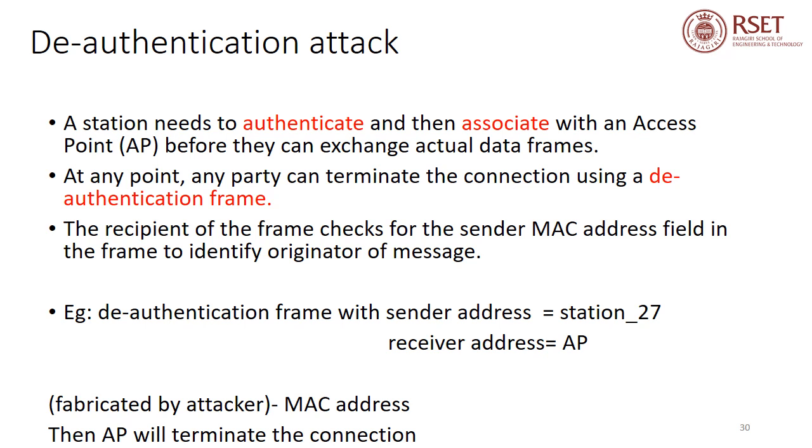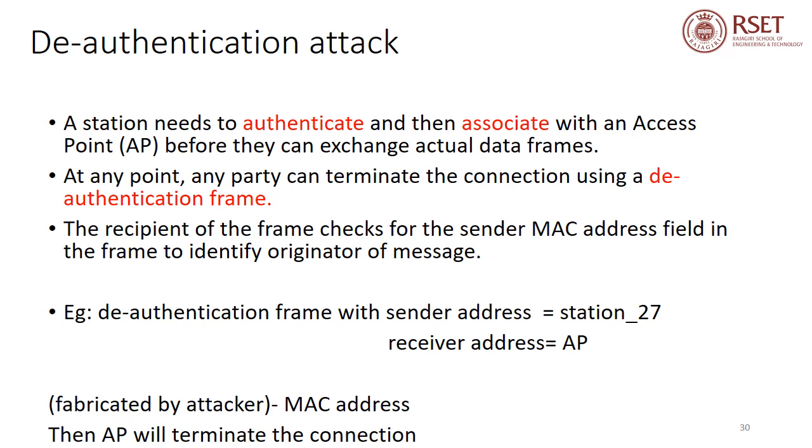Now in a de-authentication attack, an attacker can purposefully generate a spoofed de-authentication frame and send it to an access point with a spoofed MAC address or a spoofed sender address, saying that please de-authenticate or de-associate such and such wireless station from your connection. But the actual wireless station will have no idea that such a de-authentication frame has reached the access point. Such an attack is known as a de-authentication attack.